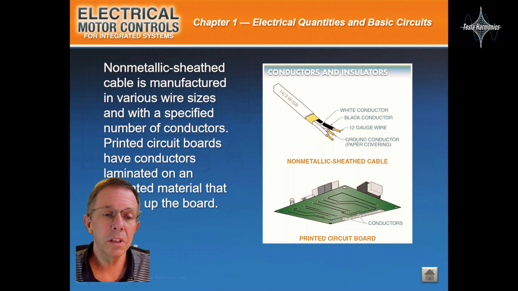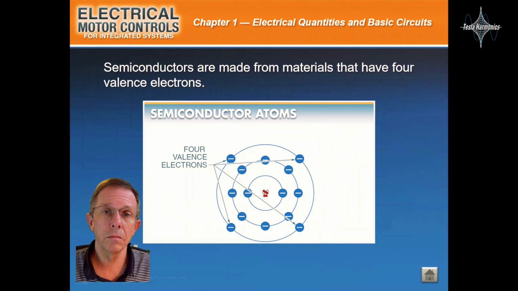Non-metallic sheathed cable is manufactured in various wire sizes and with a specified number of conductors. Printed circuit boards have conductors laminated on an insulated material that makes up the board. Semiconductors are made from materials that have 4 valence electrons.